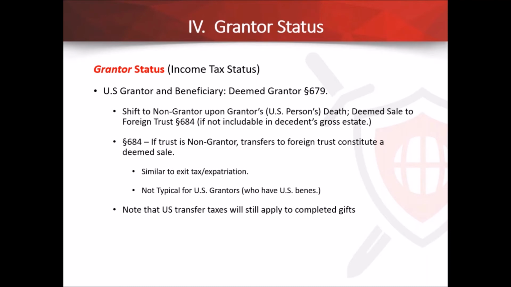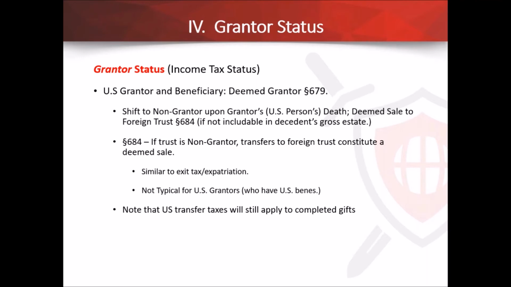But the takeaway on a lot of this grantor stuff for this seminar about the American grantor is it's very uncommon that an American grantor would not have a U.S. beneficiary. So if there's a U.S. beneficiary, the deemed sale rule under 684 is not triggered, because the U.S. beneficiary triggers grantor status, which means the grantor still owns everything in the eyes of the IRS for income tax purposes. And so 684 says if it's grantor status, then we're not going to yet impose the deemed sale. And that's kind of the takeaway on the 679, 684 deal.